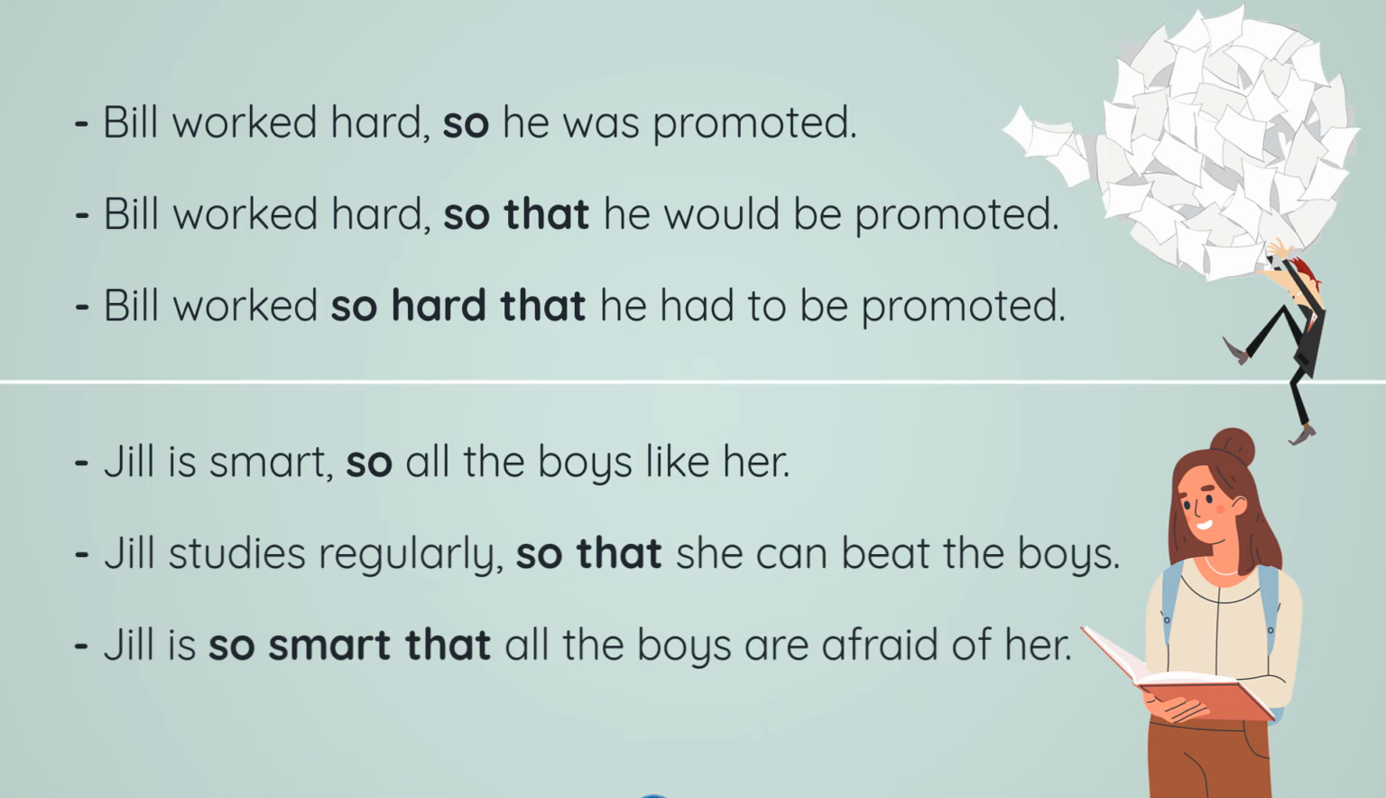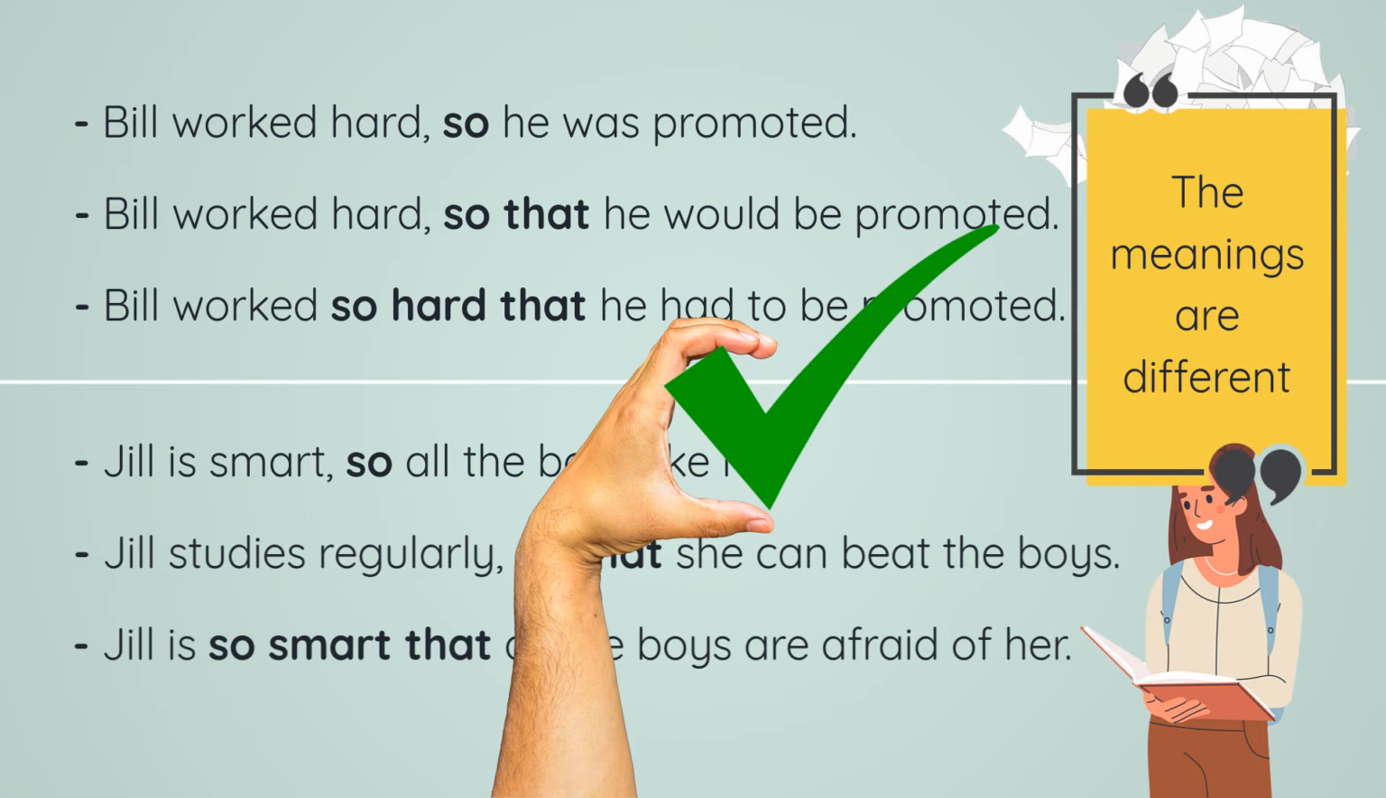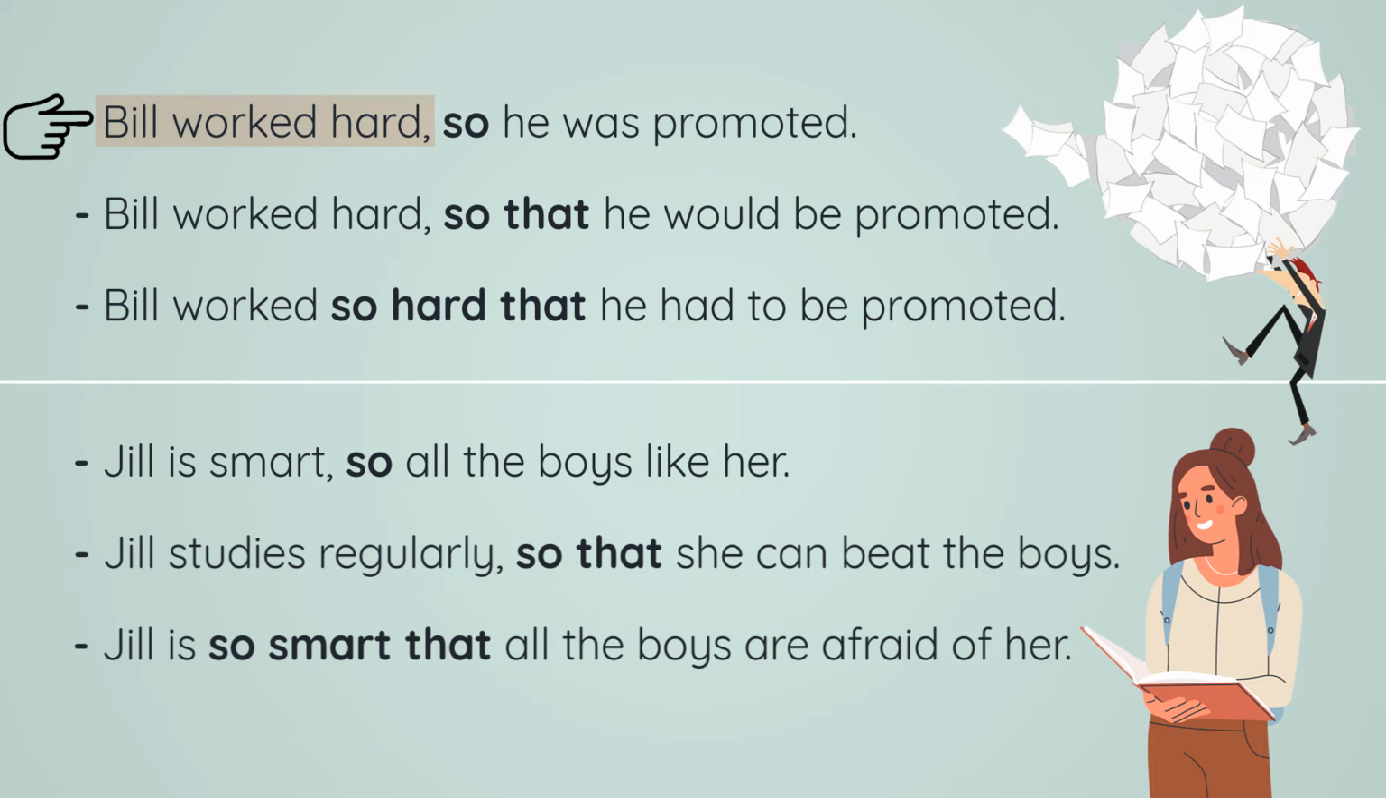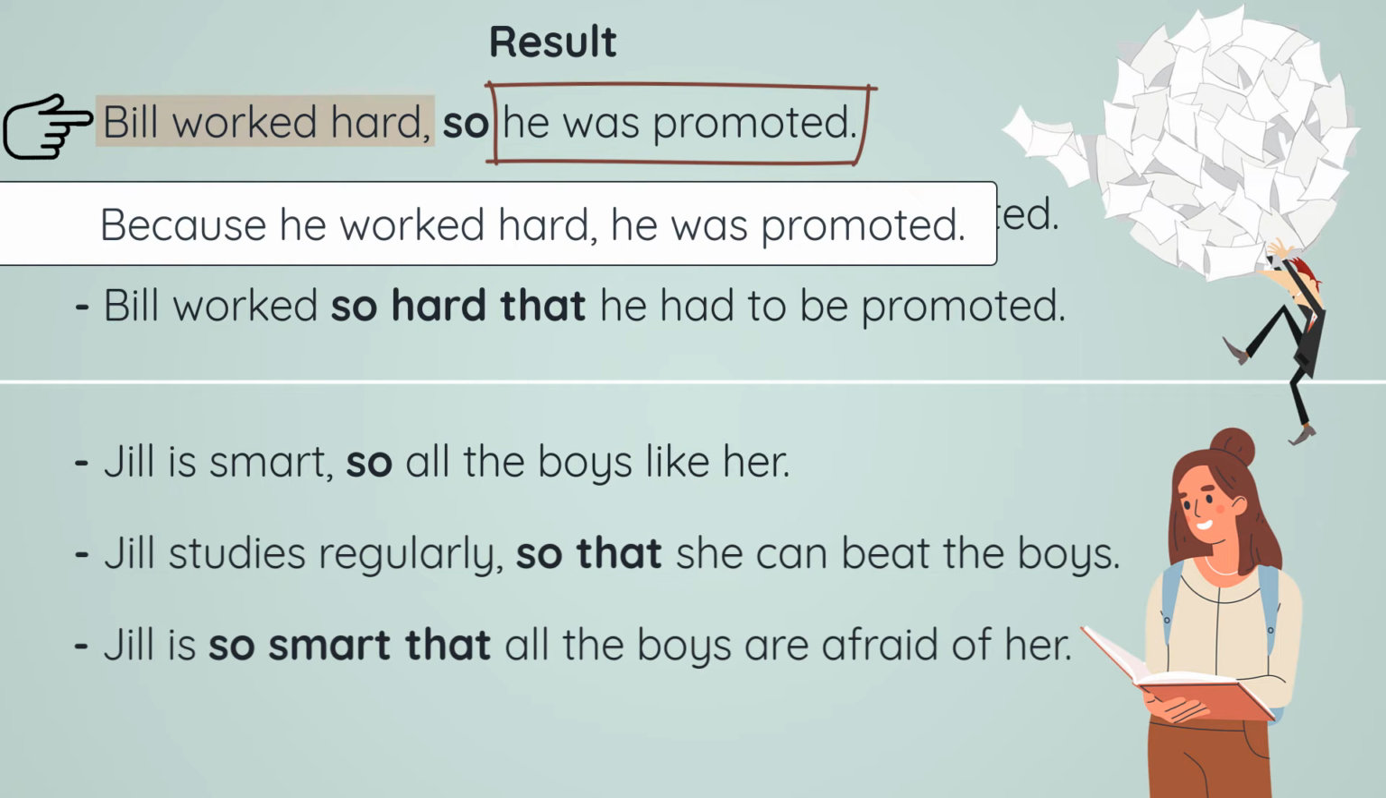Now, each of these sentences is grammatically correct, and each one has its own meaning. The meanings are different. Okay, they're related, but they're different. Let's look at each one separately. Bill worked hard. The result of this hard work was that he was promoted. Because he worked hard, he was promoted. Okay, hard work, promotion is the result.